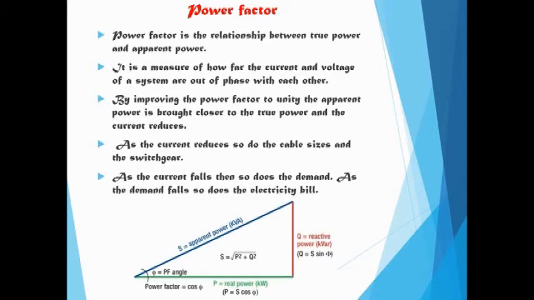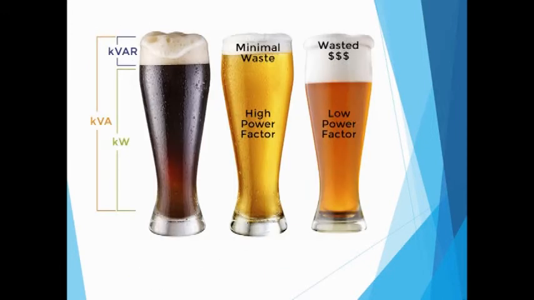So when you correct or improve the power factor to bring it to unity or as close as possible to 1, then you use less electricity, you pay for what you use actually, and your current is going to be reduced, and you don't need as big cable sizes as you did before, and also the switch gear, and your bill is going to reduce. That's the essence of power factor improvement.